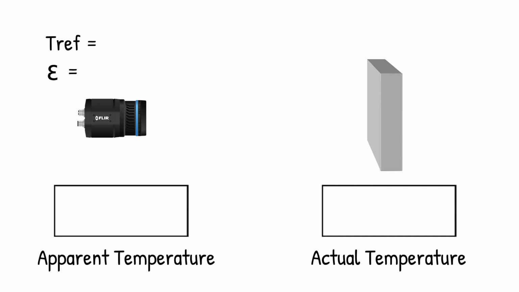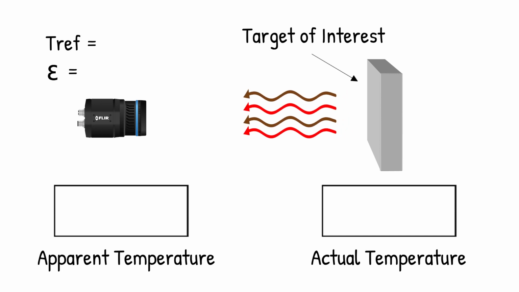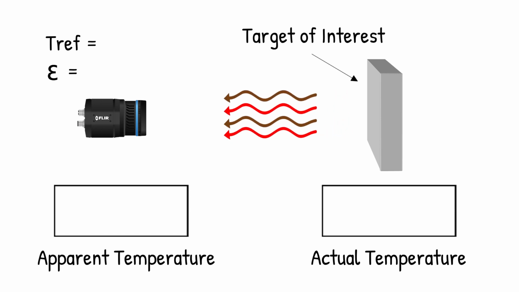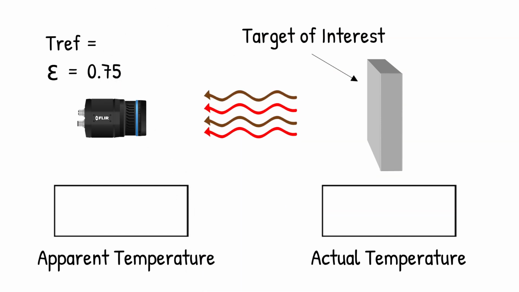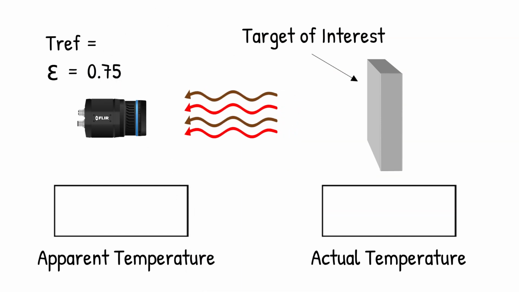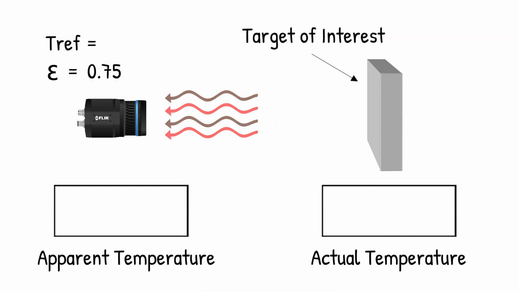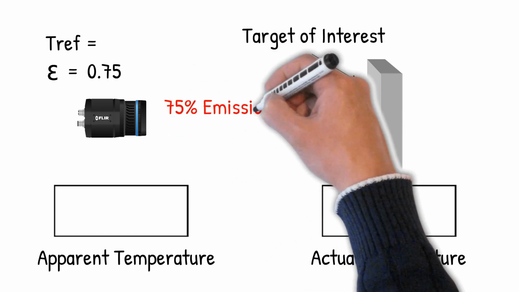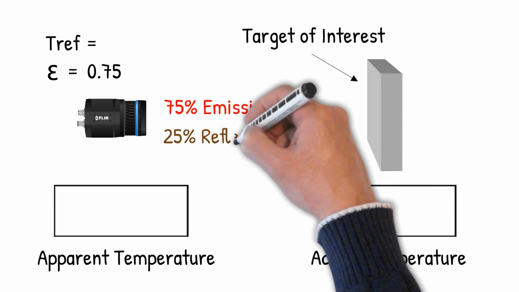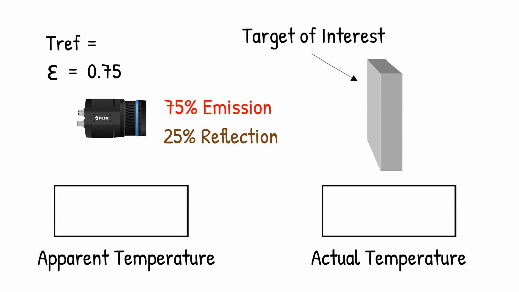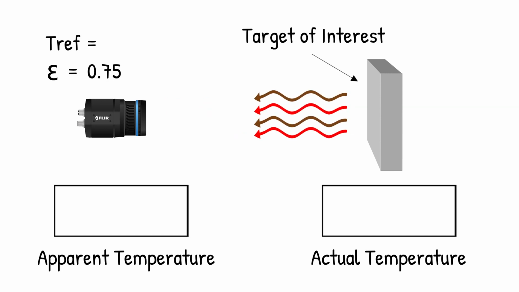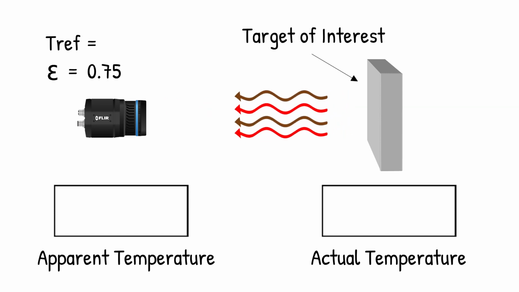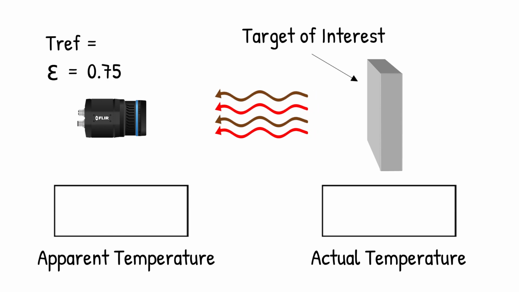In this example, the target of interest is opaque, meaning there is no radiation transmission through the target, and the target has an emissivity value of 0.75, or in other words, the total radiation from the target will be 75% emission and 25% reflection. If no emissivity adjustment is made to the infrared camera, how will the reflected radiation impact the camera measurement?